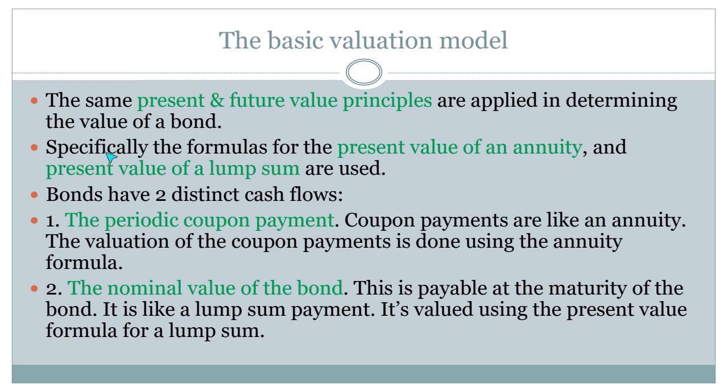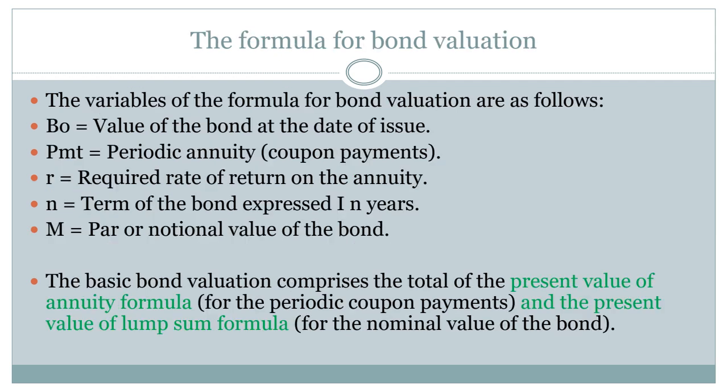Okay, so this is just telling you the same thing about we're using the present value of an annuity and the present value of a lump sum. So the bond has two distinct cash flows, the periodic coupon payment. So those coupon payments are like an annuity because the valuation of the coupon payments is done using the annuity formula. And then the nominal value of the bond, which is payable at the maturity of the bond, is like a lump sum payment because it's valued using the present value formula for a lump sum. So if you just look at the formula for a bond in your textbooks, it looks super complicated, but if you break it down like this, then you understand exactly what we're doing, and then it's not so complicated at all. So these are the variables that we use in the bond formula, and you can find this on page 106 in that section headed the basic valuation model.